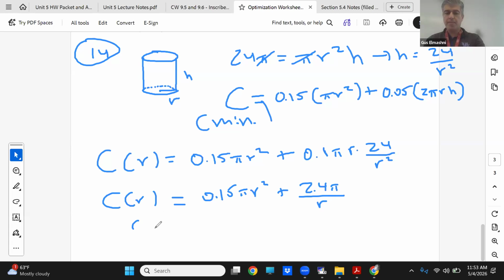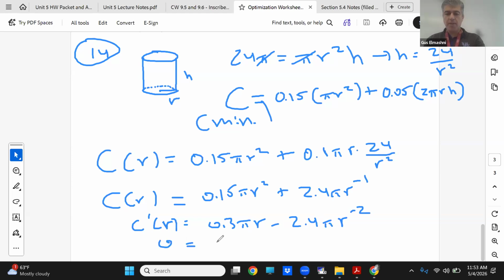Okay, take the derivative. That's 0.3 pi r. Sorry, I should have cleaned this up a bit more. That's 2.4 pi times r to what power? -1. So it becomes minus 2.4 pi r to -2. Set this equal to 0. While we're at it, let's actually factor out 0.3. Make our lives a little easier.